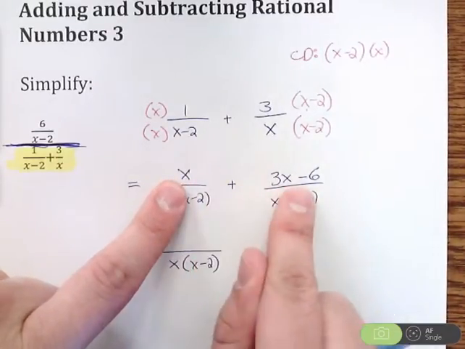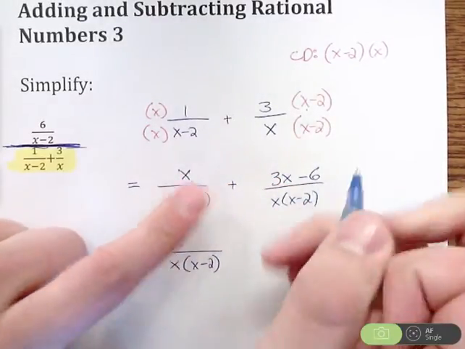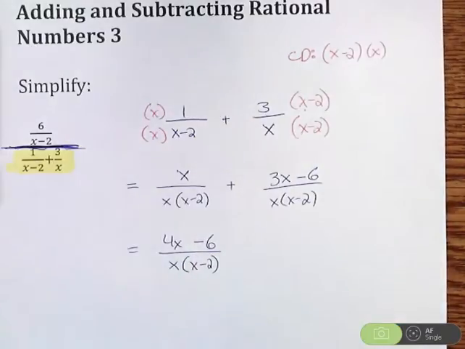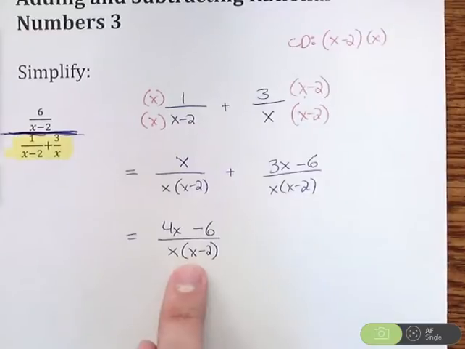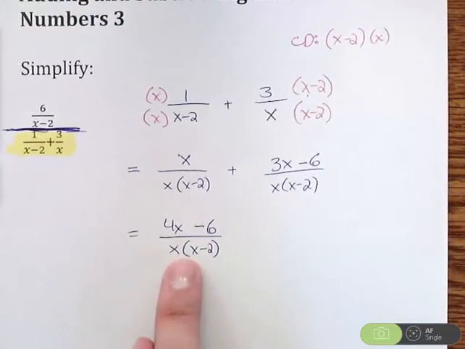So x plus 3x is 4x. And then I have that minus 6, so minus 6. So I've added these two fractions together. But before we move on and say we're done with this, I do want to make sure this is simplified.